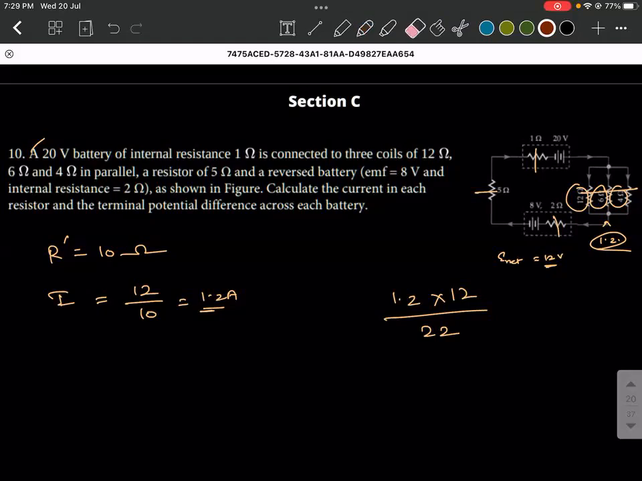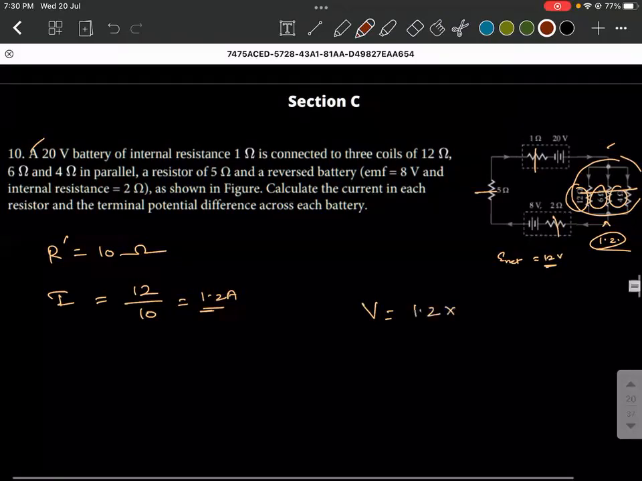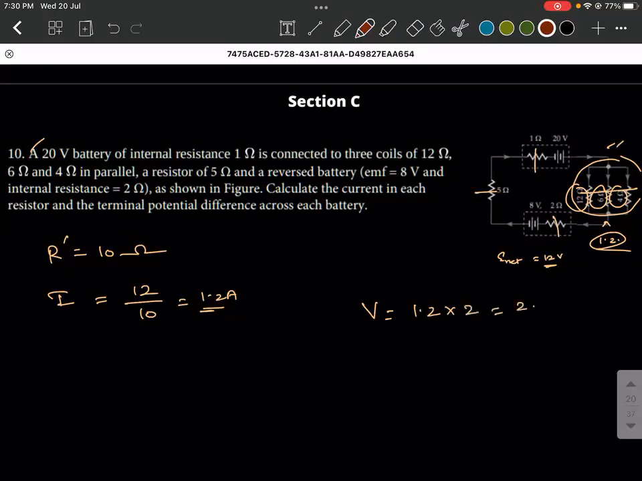Okay, we can actually do it in another way. Instead of taking the split, you know this current through the whole combination is 1.2. So what will be the potential difference across the whole combination? V is equal to 1.2 into the equivalent resistance, which is 2. So that will be 2.4. So 2.4 is the potential difference across all the resistors.